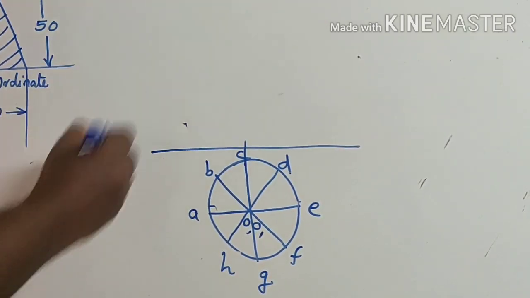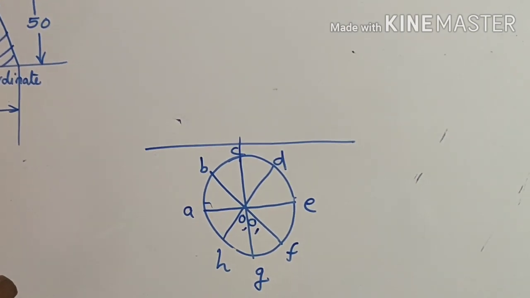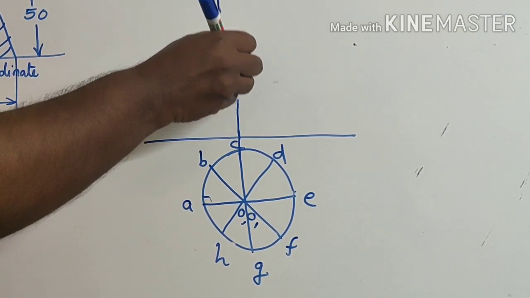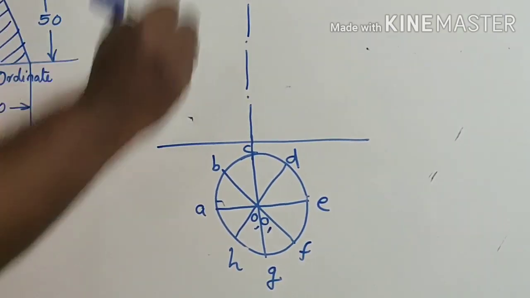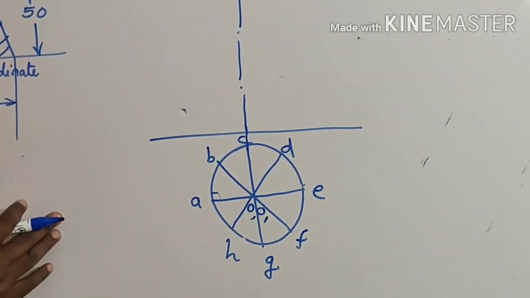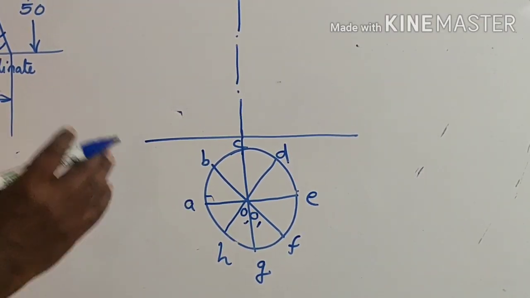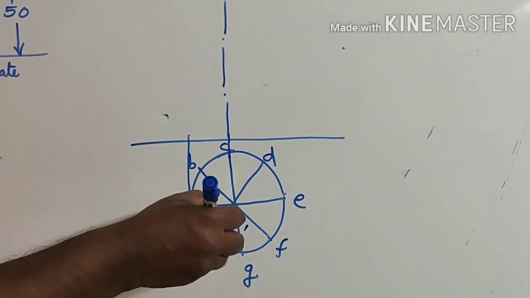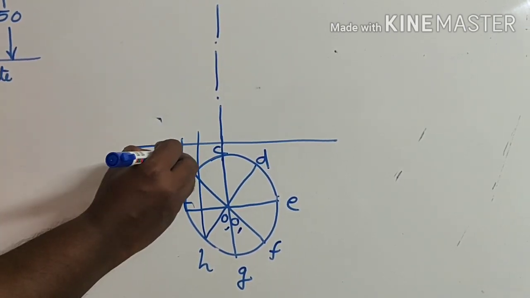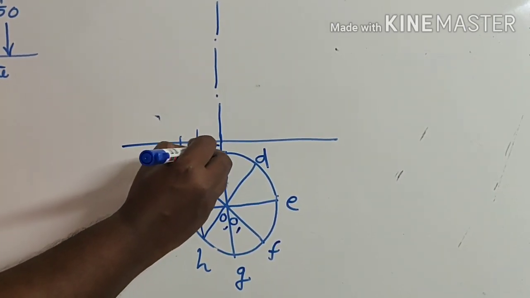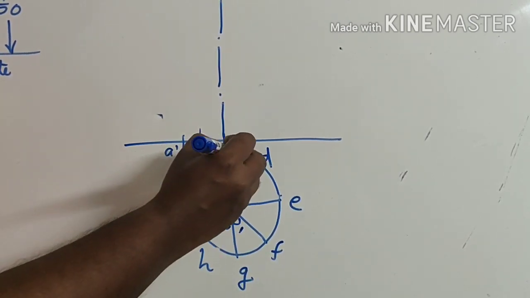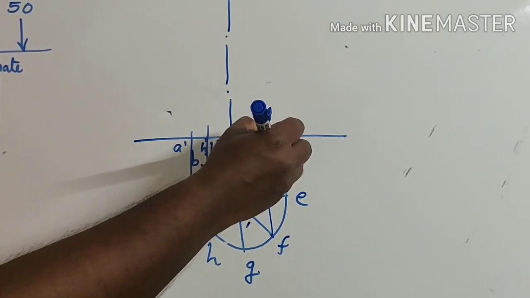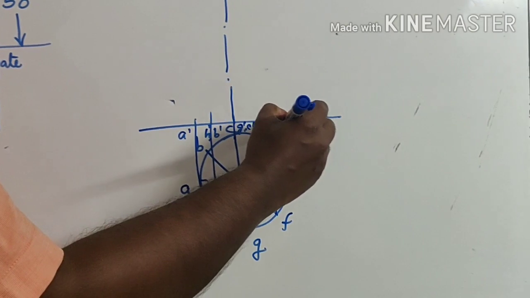Then we will draw the front view. But in the front view, you can show only the axis. You don't know the height of the axis or length of the axis. Then how to do this? We can complete the base, that is A dash, H dash, B dash, G dash, C dash, and here you will get F dash, D dash, and finally you will have E dash.